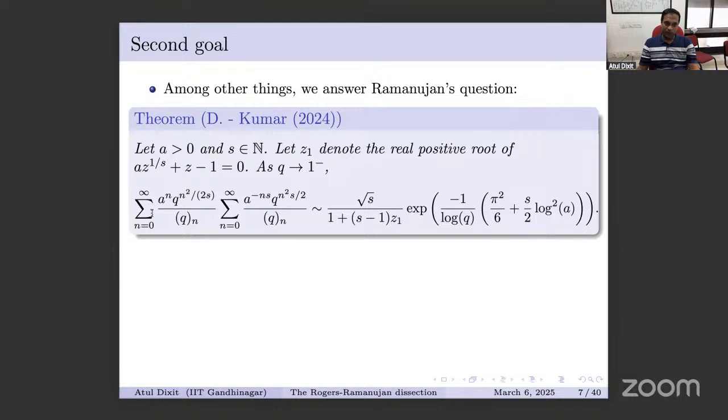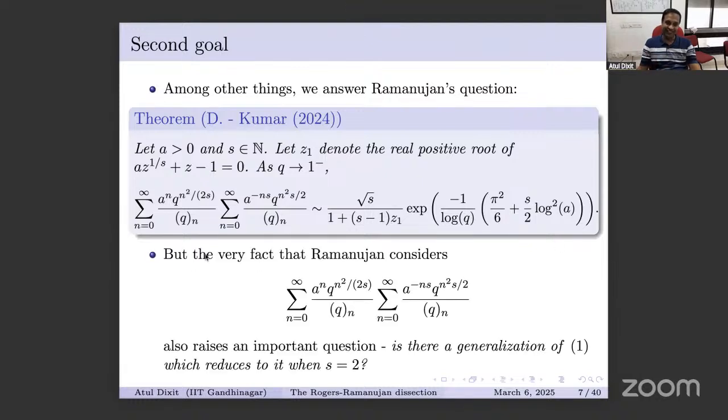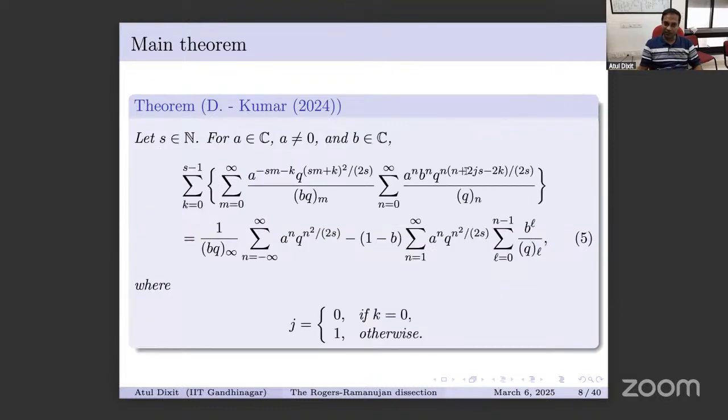So among other things, in our paper, we show that the product of the two functions, as q tends to 1 from within the unit disk, behaves in this way. Note that there is no special function in here. Everything is quite elementary, like pi square by 6, s over 2 log square a, and then minus 1 by log q. But the very fact that the special case of this left-hand side, when s is equal to 2, is a part of an identity which contains in it the modular relations for the Rogers-Ramanujan identities, the relation for fifth order mock theta functions and the Rogers-Ramanujan functions, suggests that one should probably look at a generalization of that identity of Ramanujan with a general parameter s. And that is the main result of our paper.